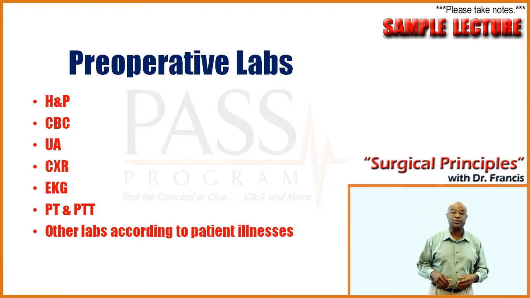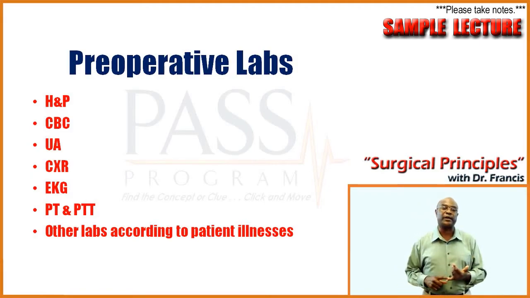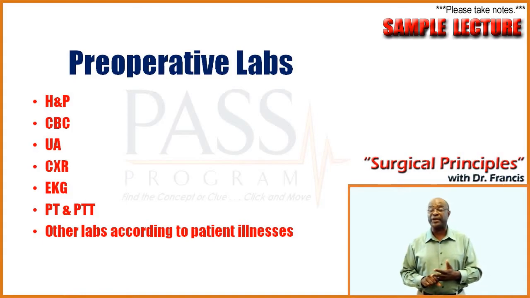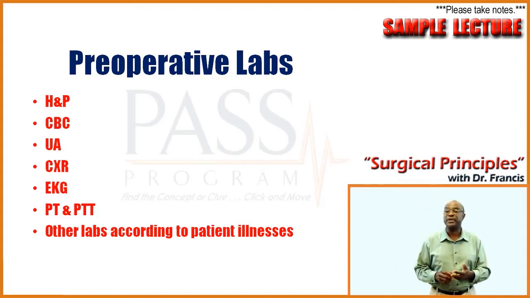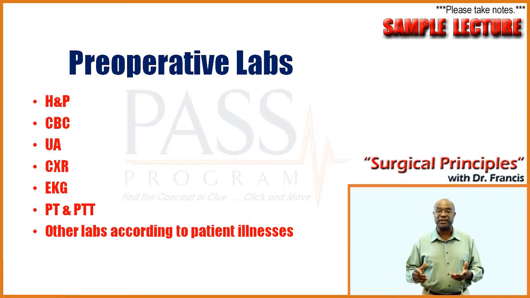Next one, CBC. You do a CBC. Why? You want to look at the white count. If the white count is elevated, you've got to question whether the patient has an occult infection. You take a look at the red blood cell count. Make sure they're not severely anemic. You look at the platelet count to make sure that they've got adequate platelets in order to stop the bleeding.